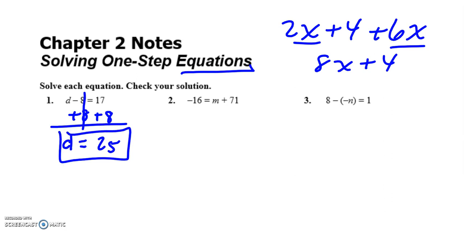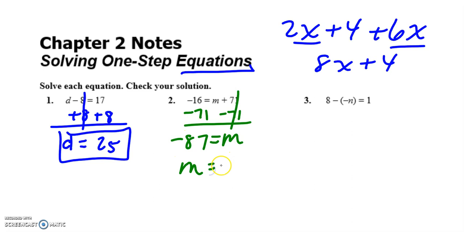Number 2. If we are trying to get m by itself, this time 71 is keeping it from being isolated. And this time we're adding, and the opposite of, or the inverse of addition is subtraction. And so we would subtract 71 on both sides. These again would cross out to combine to be 0. So we'd have m equals. Then we'd have to think about what negative 16 and negative 71 combine to be. And those add or combine to be a negative 87. If this notation bothers you, feel free to flip it to be m equals negative 87.